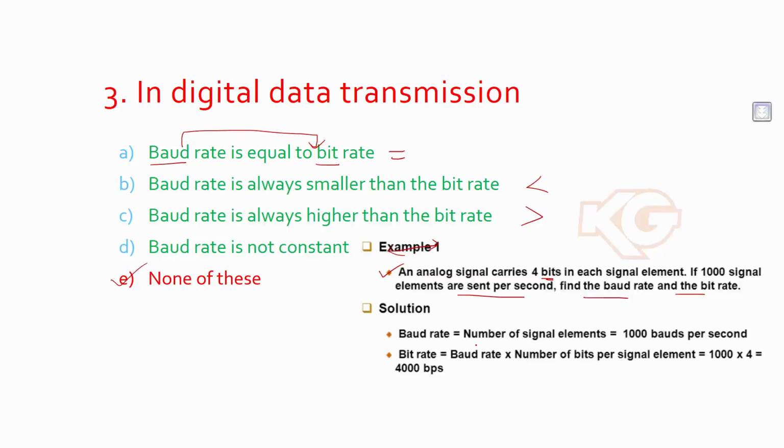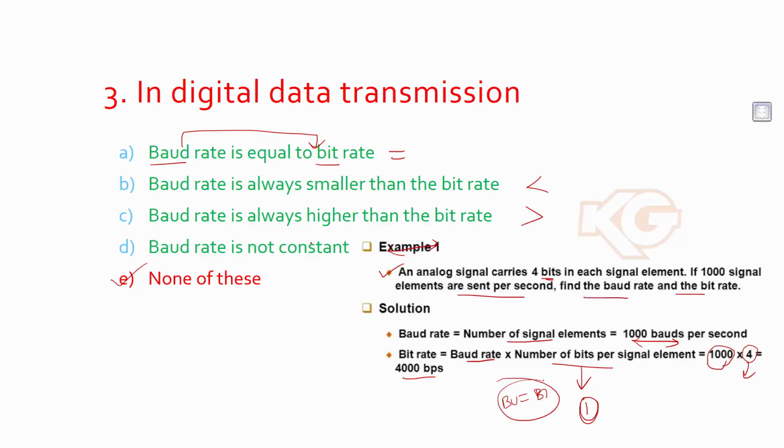The solution, you can see: baud rate is equal to the number of signal elements per second, how many bauds are coming. The bit rate is the baud rate times the number of bits per signal. In this case, 1000 bauds, and each baud has how many bits? So in total it should be 4000. In this case, bit rate is greater than baud rate, but there could be a case where a signal element has only 1 bit. In that case, baud rate and bit rate are the same.